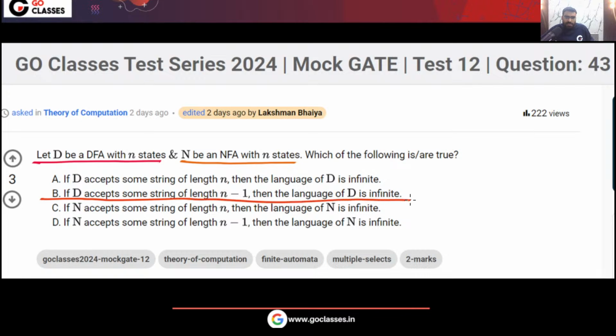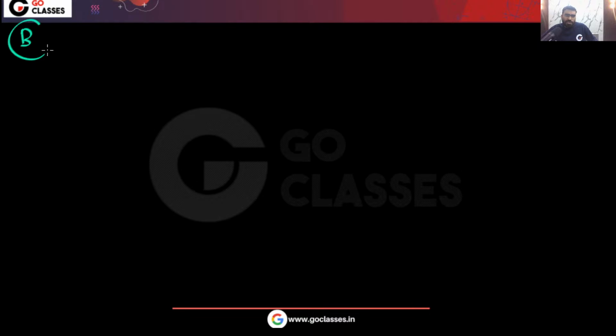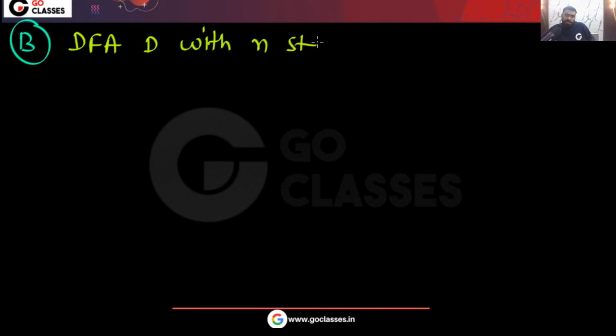Option B, that is, if a DFA accepts some string of length n minus 1, then the language will be infinite. Let me check option B. This is a very interesting question. Option B is like this. You have a DFA D with n states. The question is saying that it has a total of n states.